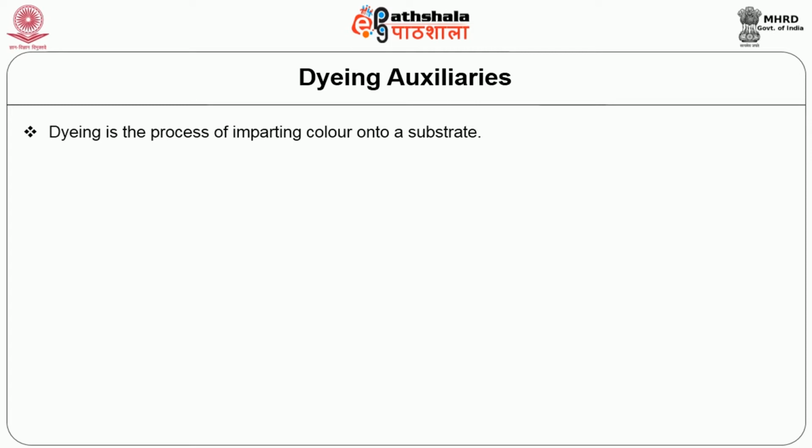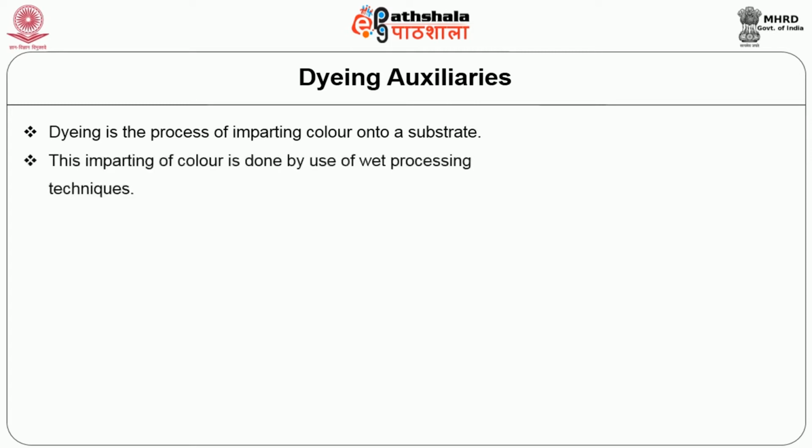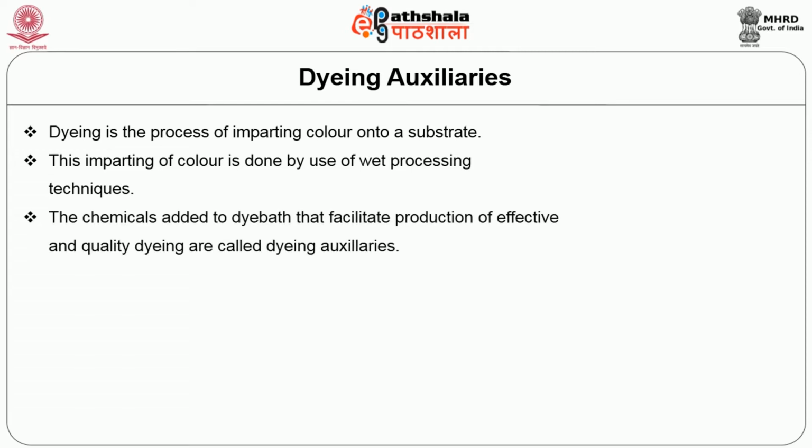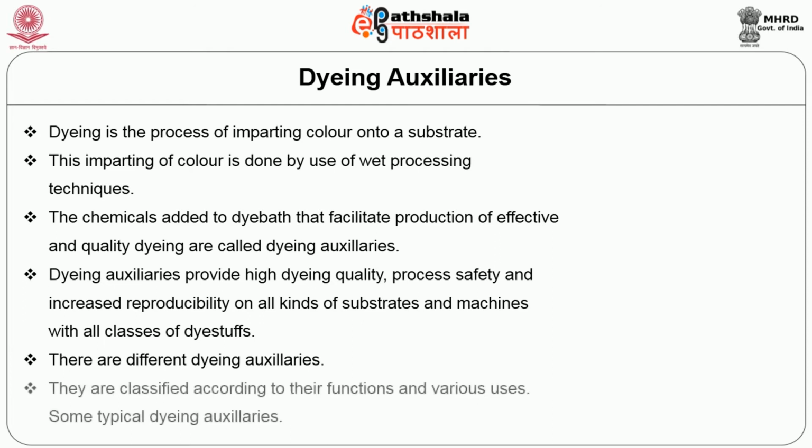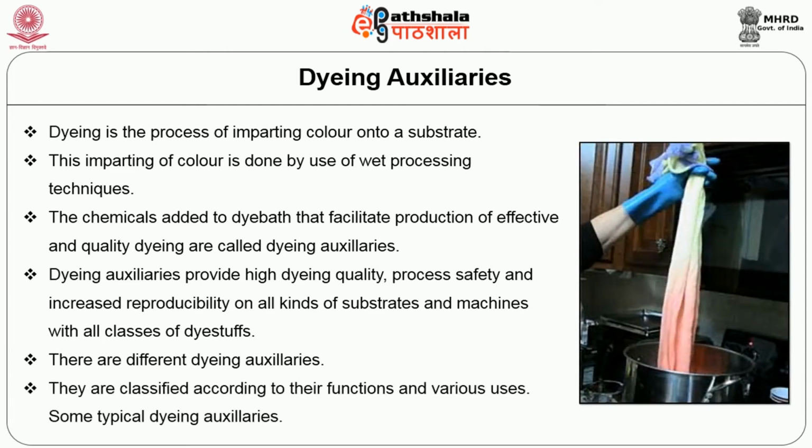Dyeing is the process of imparting color onto a substrate. This imparting of color is done by use of wet processing techniques. The chemicals added to the dye bath that facilitate production of effective and quality dyeing are called dyeing auxiliaries. Dyeing auxiliaries provide high dyeing quality, process safety, and increased reproducibility on all kinds of substrates and machines with all classes of dyestuff. There are different dyeing auxiliaries. They are classified according to their functions and various uses.